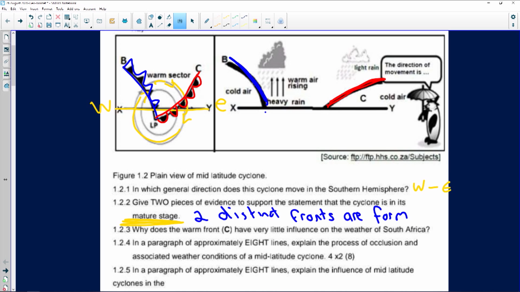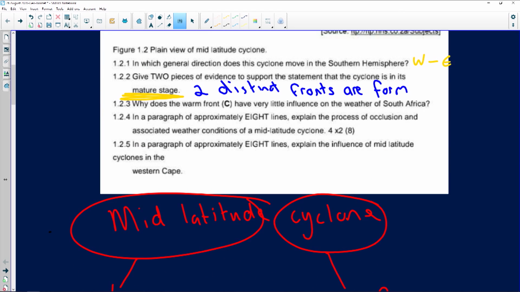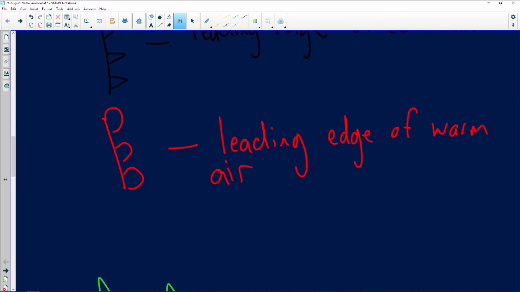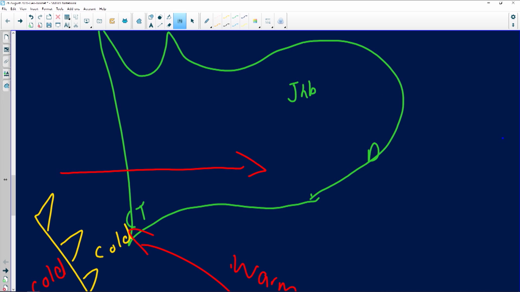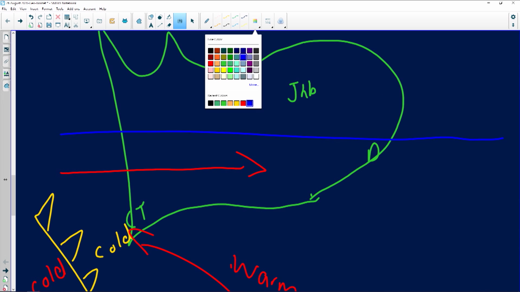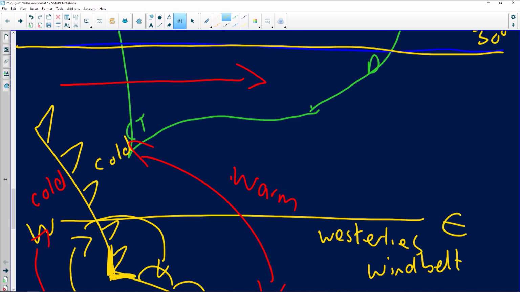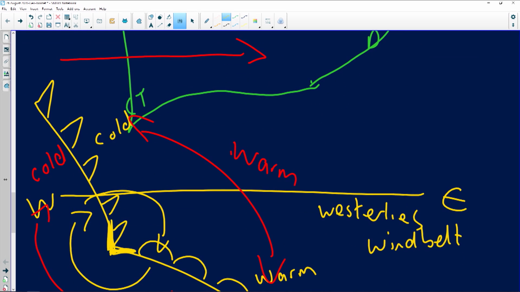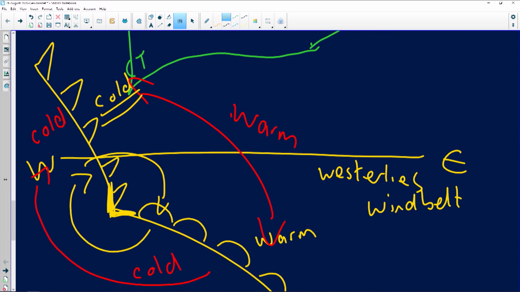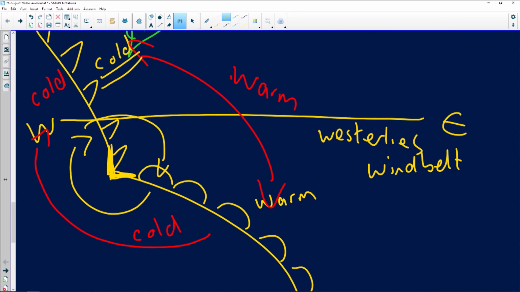Now, our next question, 1.2.3: why does the warm front have very little influence on the weather of South Africa? Once again, I've shown you. The latitudinal position of South Africa is about 30 degrees latitude. As you can see, we only experience the cold front section over here. The warm front section just happens too far down south, roughly at 45 degrees latitude. So it's only the cold front conditions that we experience, especially in the Western Cape.